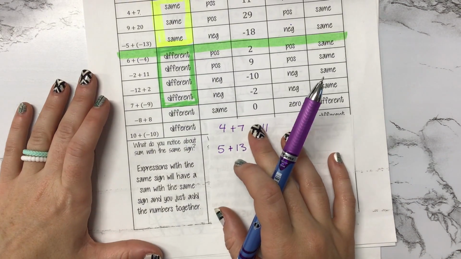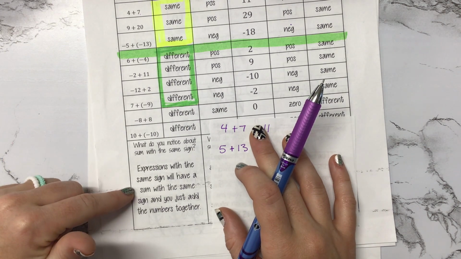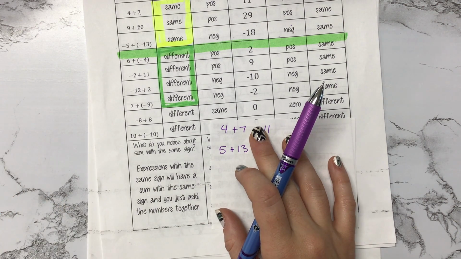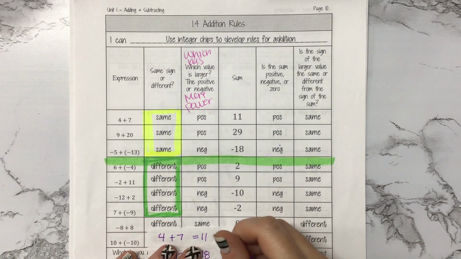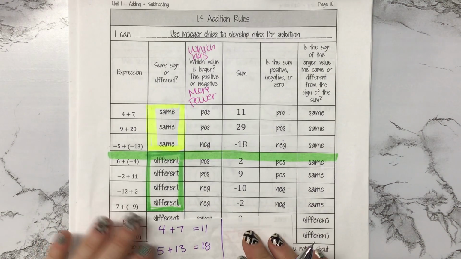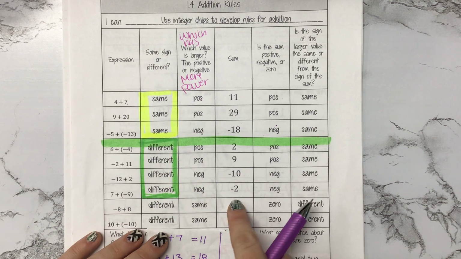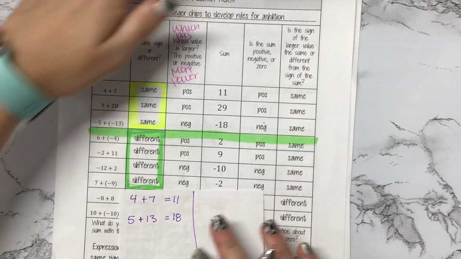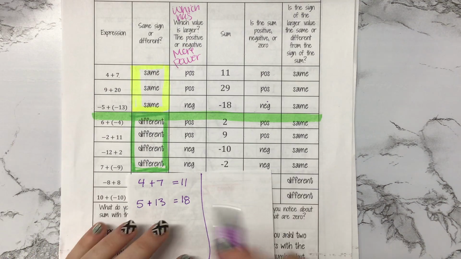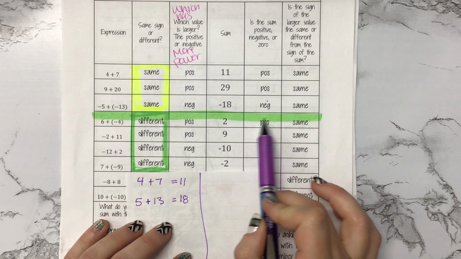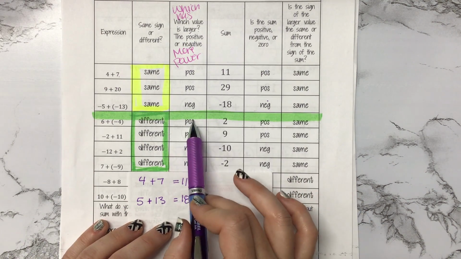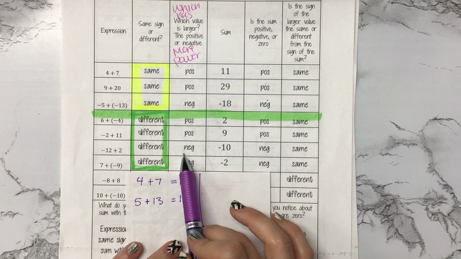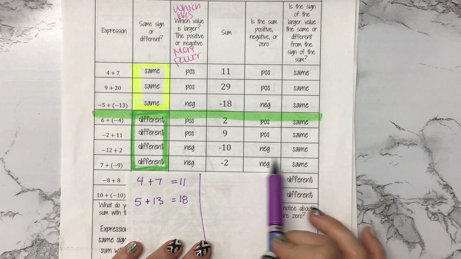So that's what I said down here. Expressions with the same sign will have a sum that keeps the same sign, and you just add the numbers together. So when they had a different sign, different but not 0, the sign with the most power stayed in power. If the sign with the most power was positive, the answer was positive. If the sign with the most power was negative, the answer was negative.